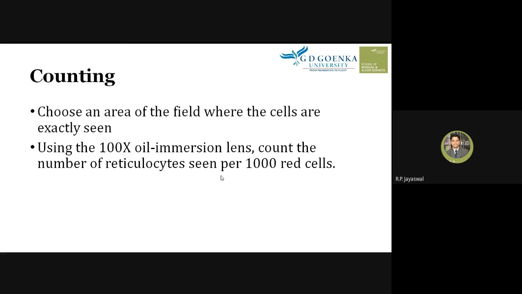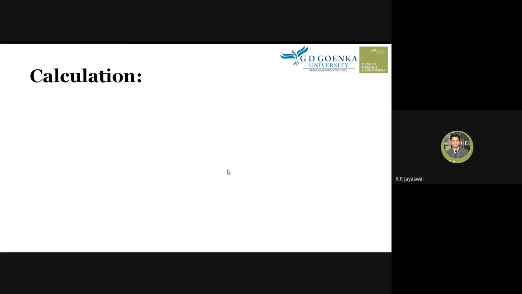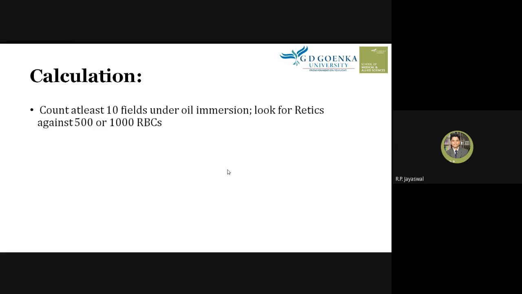Okay, so this can be done with the 100x objective, at 100x oil immersion of the lens, and once you have done the counting process, then you do the calculation. So count at least 10 fields. It is suggested that you need to count at least 10 fields under oil immersion and look for retics against 500 or 1000 RBC.